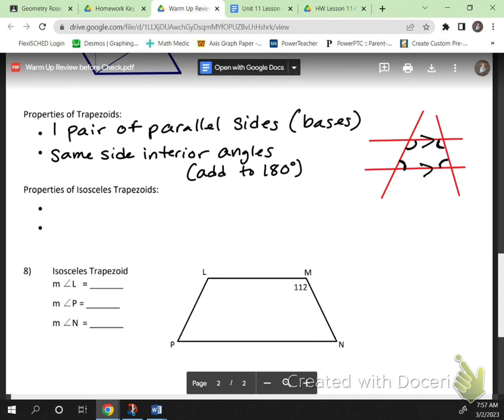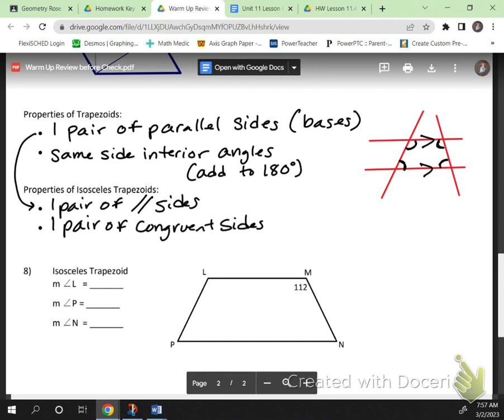The property of isosceles trapezoids, we still have one pair of parallel sides. That's still the same. But in an isosceles trapezoid, we add in one pair of congruent sides, which makes, if we draw it in here, these bases opposite those sides also congruent. Think back to our isosceles triangle properties. Very similar. If I've got two sides that are congruent, the opposite angles will be congruent, those base angles. That was a recap of what we did yesterday.